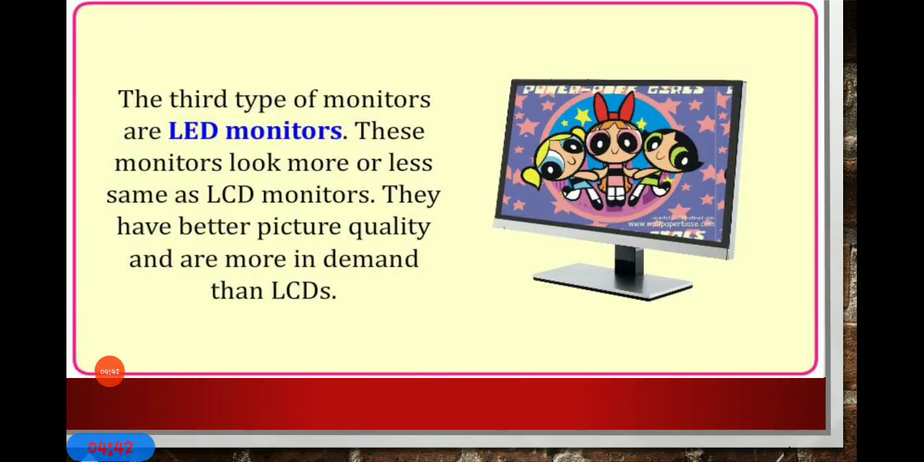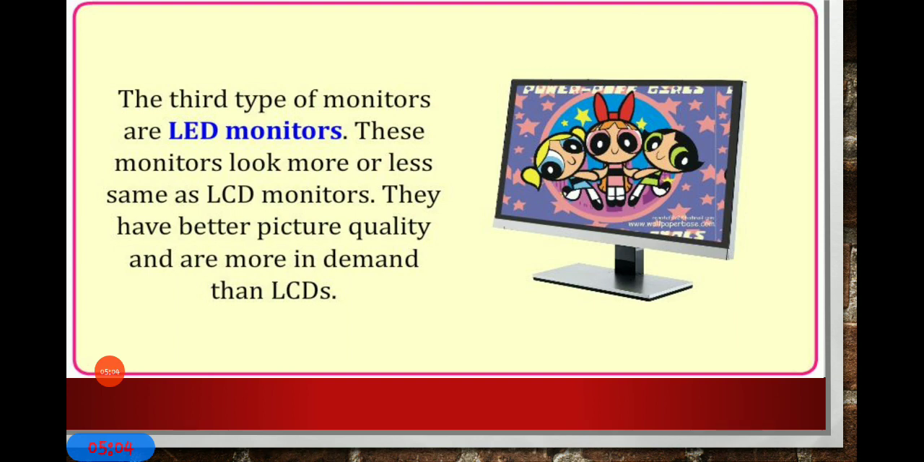Now the last type of monitor is the LED monitor. Just like you know very well, LED bulbs and LED lights are also available in the market right now. Why do we use LED bulbs or LED lights? Because with the help of LED light, it consumes less electricity power.